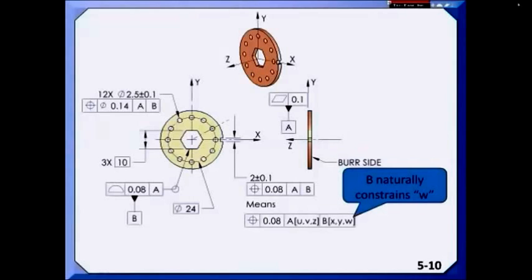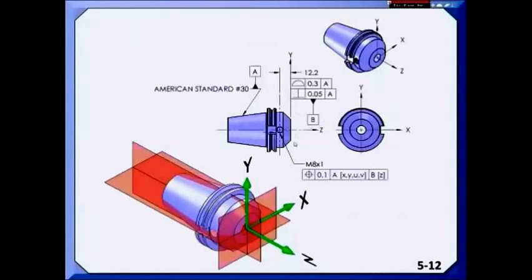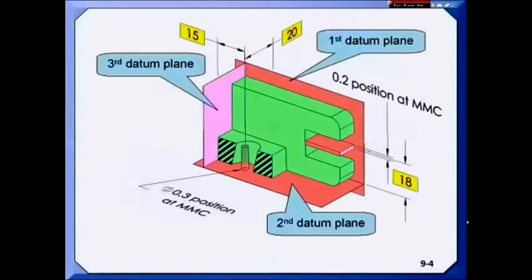Here's a couple more examples where we're using real parts to illustrate a concept. This is the one for customized datum reference frameworks, which is difficult for people to grasp. Here's another example with a tool holder and how customizing degrees of freedom allows us to change where the origin is from out here at the vertex of the cone to this surface, which is much easier to find.